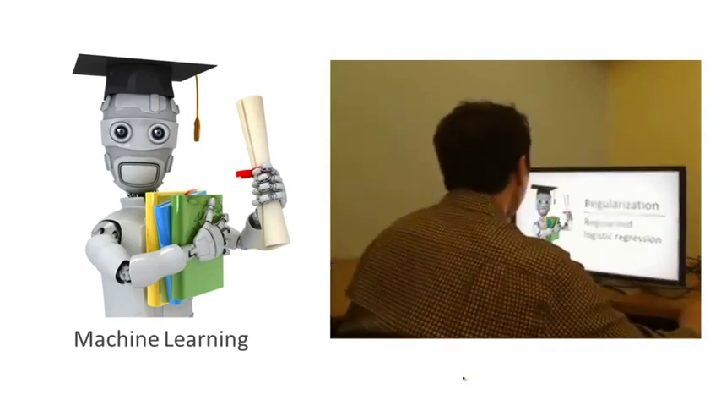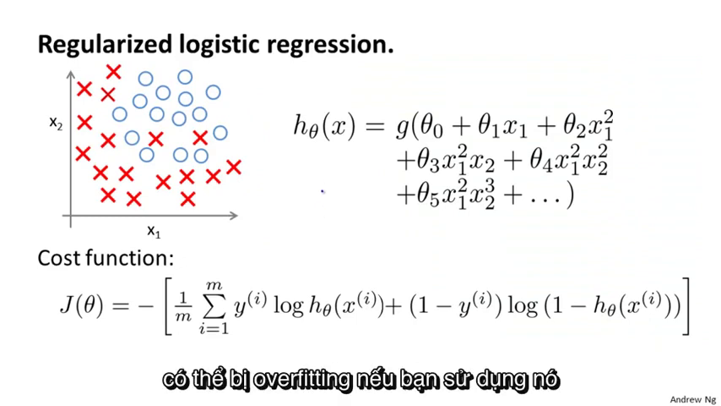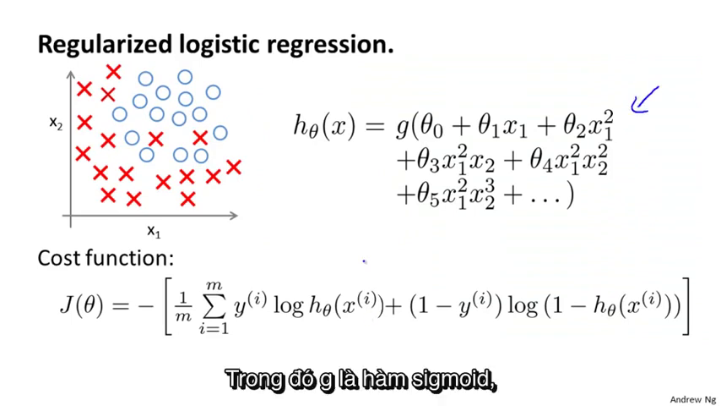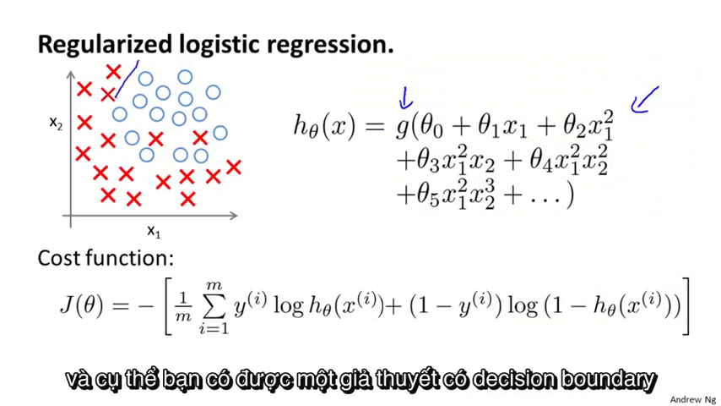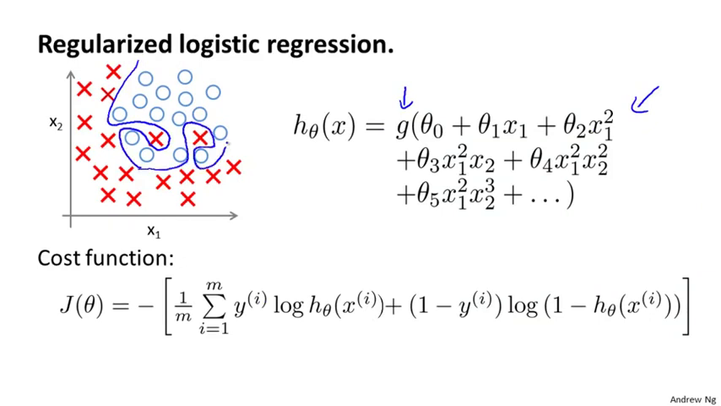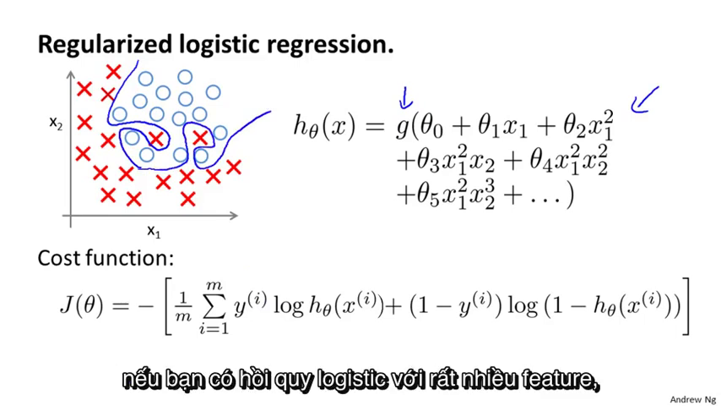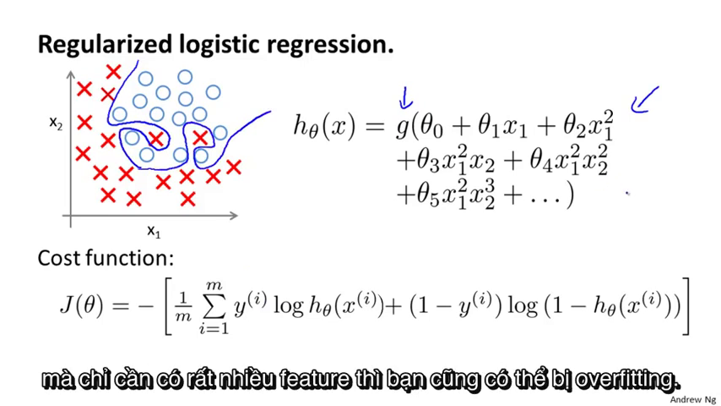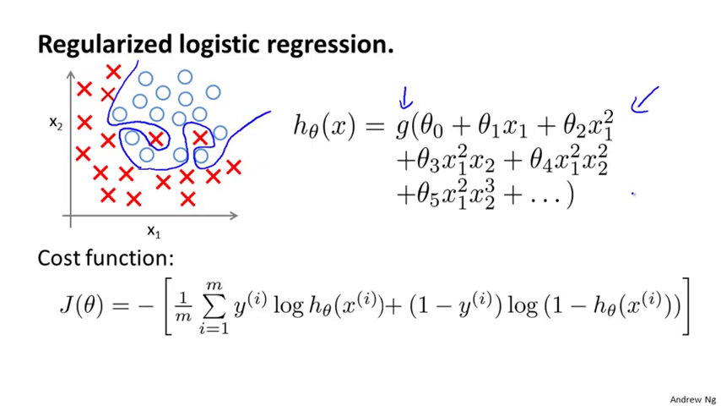So here's the idea. We saw earlier that logistic regression can also be prone to overfitting if you fit it with very high order polynomial features like this, where g is the sigmoid function. In particular, you may end up with a hypothesis whose decision boundary is an overly complex, extremely contorted function that really isn't such a great hypothesis for this training set. And more generally, if you have logistic regression with a lot of features, not necessarily polynomial ones, you can end up with overfitting.